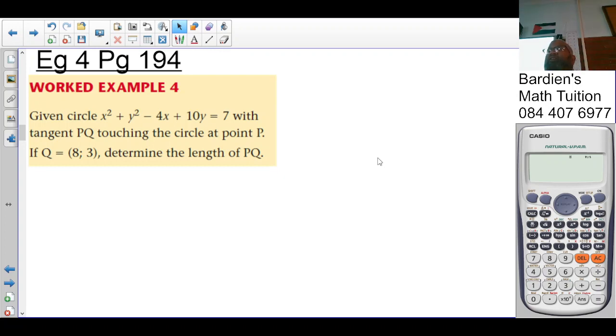Always when the circle is given in that form, the general form, you go for those things first. If it's given in the form x minus a squared plus y minus b squared equals r squared, then from there we can easily extract the center and the radius. So get that in the form quickly.